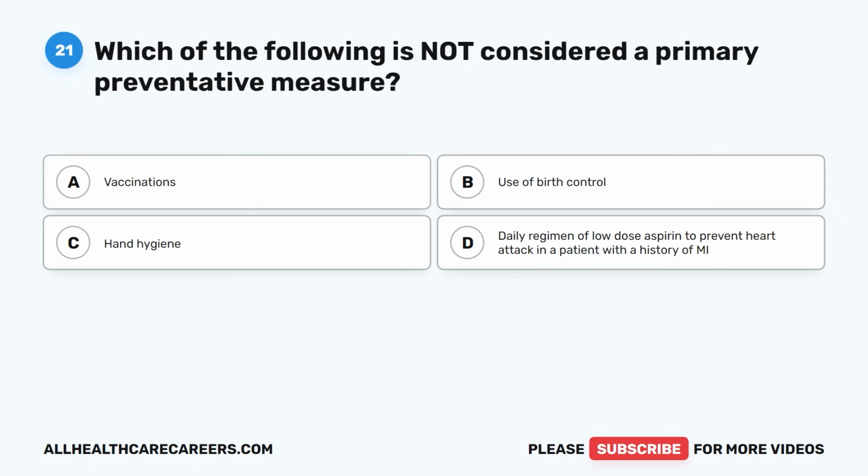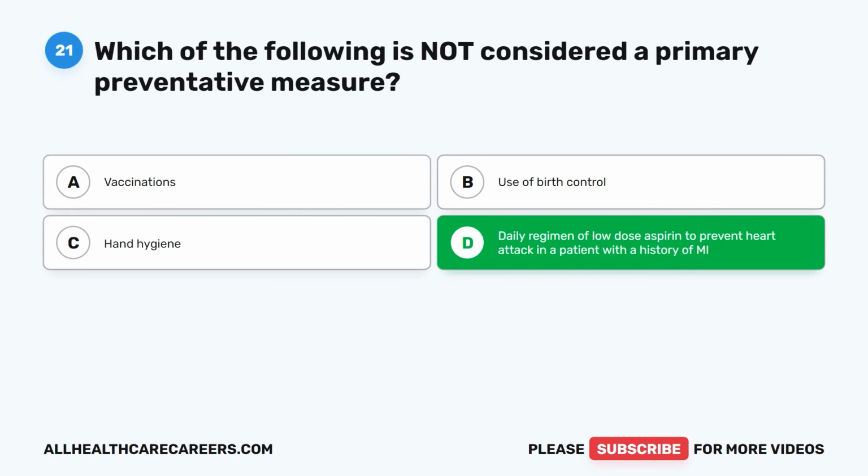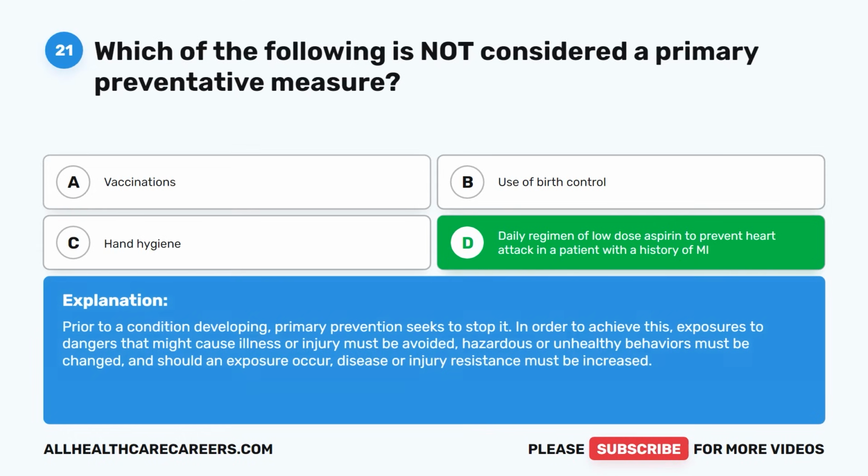Question 21. Which of the following is not considered a primary preventative measure? A. Vaccinations. B. Use of birth control. C. Hand hygiene. D. Daily regimen of low-dose aspirin to prevent heart attack in a patient with a history of MI. The correct answer is D. Daily regimen of low-dose aspirin to prevent heart attack in a patient with a history of MI. Prior to a condition developing, primary prevention seeks to stop it. In order to achieve this, exposures to dangers that might cause illness or injury must be avoided, hazardous or unhealthy behaviors must be changed, and should an exposure occur, disease or injury resistance must be increased.